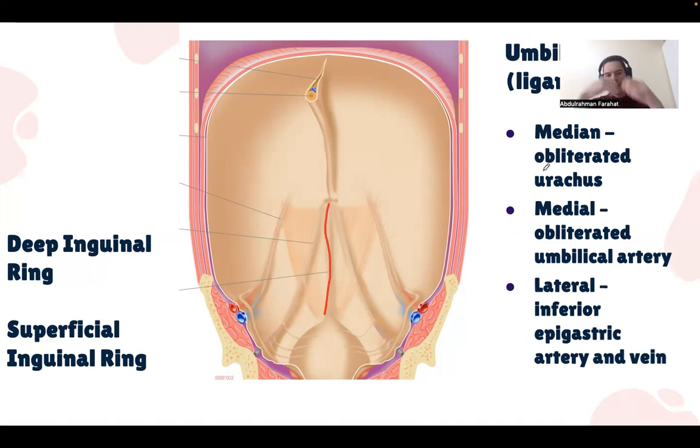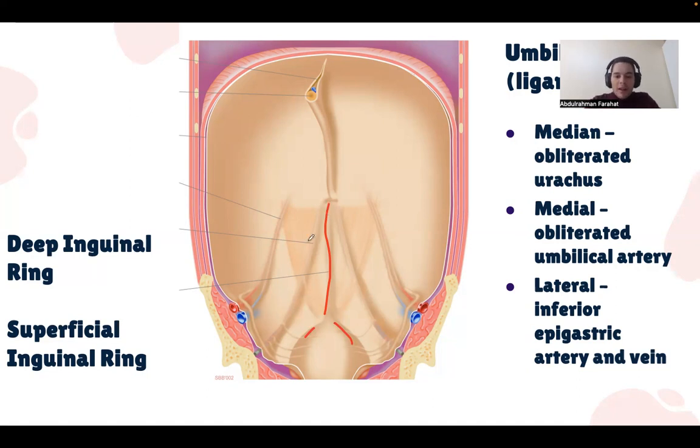What's the urachus? A urachus is a connection between the urinary bladder, see, this is the urinary bladder, and the umbilicus. If it does not get obliterated, if it does not close, you could have urachal anomalies or whatever. But yes, this would be the remnant of the urachus. It's called the median umbilical ligament.